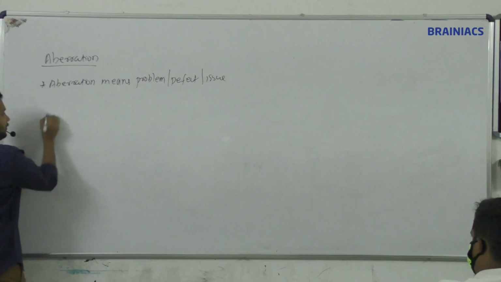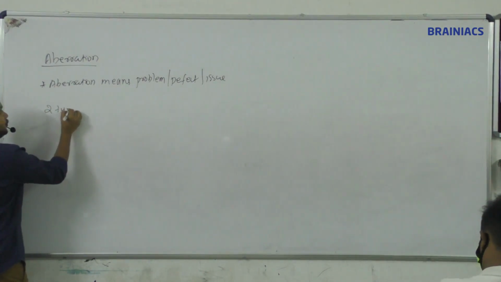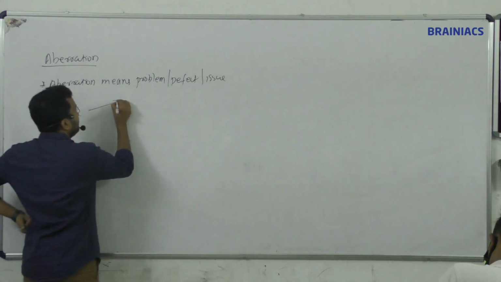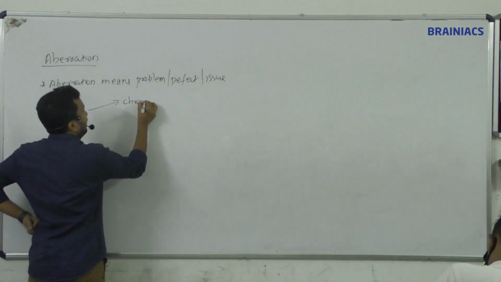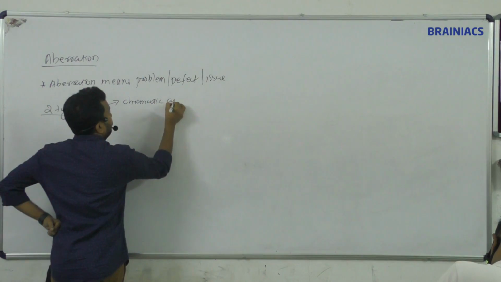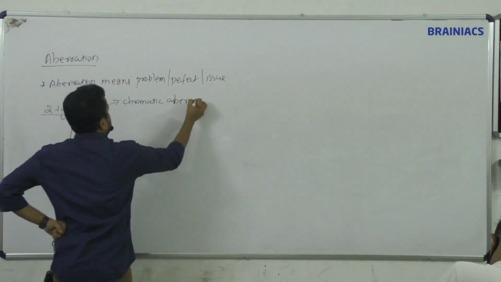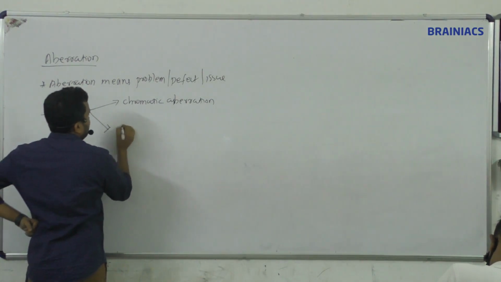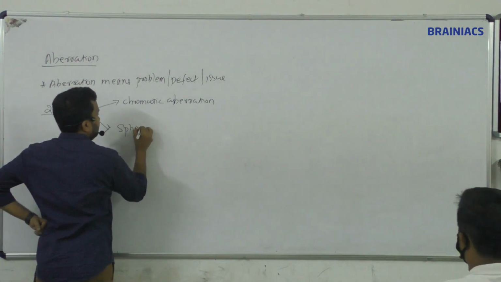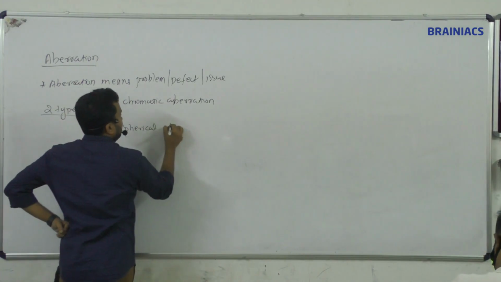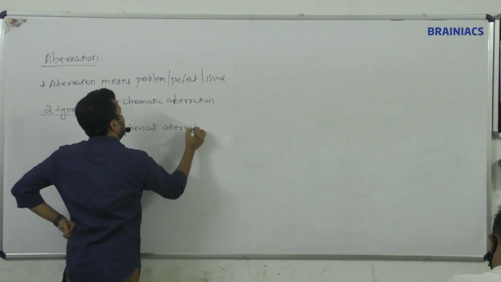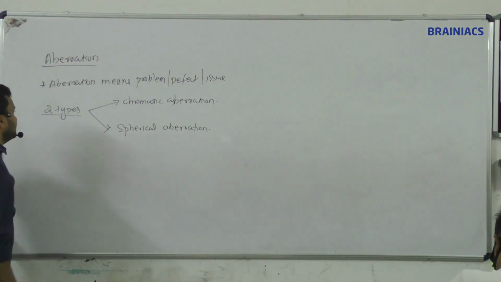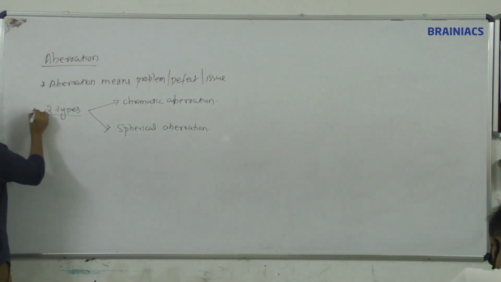So there are two types of aberration with respect to lens. The first one is called chromatic aberration. The second one is called spherical aberration. Okay, this is all theory. There is less chance to ask a question, but as it is there in the syllabus, we can't skip and go.